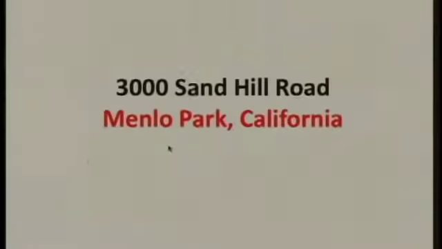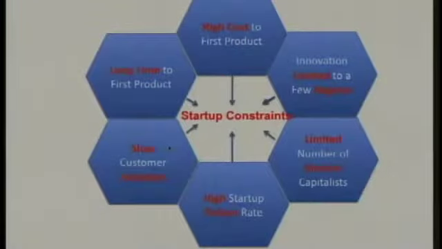Very small ecosystem, and not only was it 3,000 Sand Hill Road, it was limited to a few regions. 3,000 Sand Hill Road, Menlo Park, California. You wanted money, that was the address. So what's happened? What's happened is something kind of interesting.